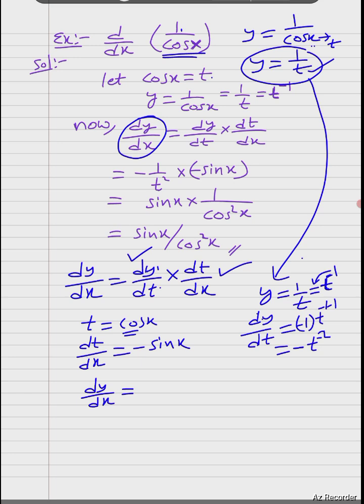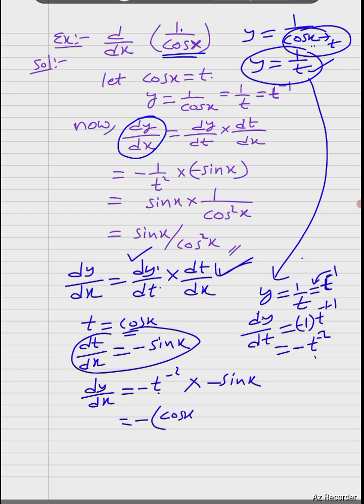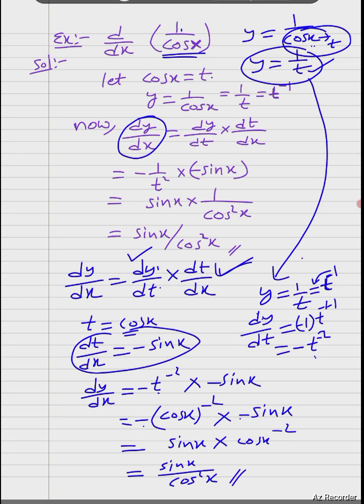It is dy by dt, which means minus t power minus 2, into dt by dx. What is dt by dx? Minus sin x. So put the value of t over here. Minus of t is what? t is cos x. Minus cos x power minus 2 into minus sin x. So this minus and minus becomes plus. It will be sin x times cos x power minus 2, or we can write sin x by cos square x. Okay, this is the final expression.